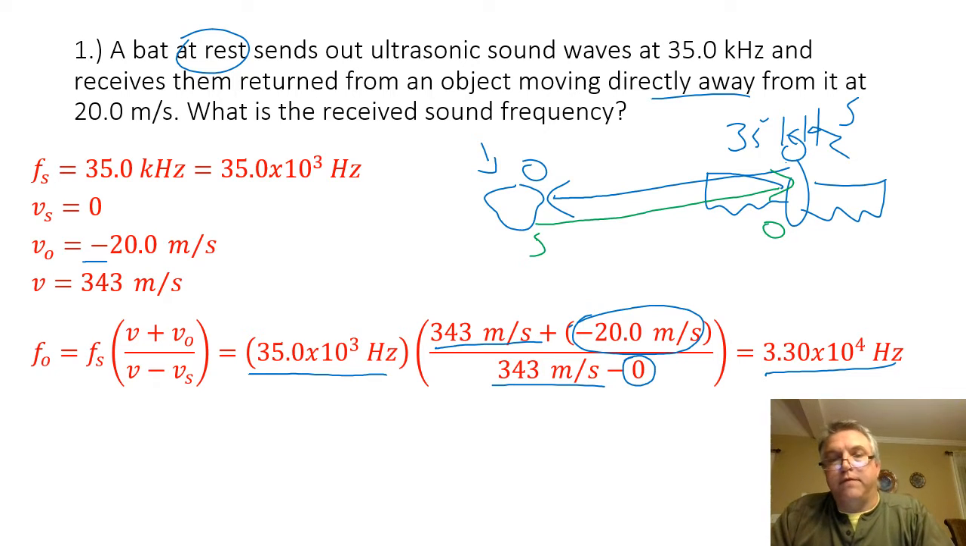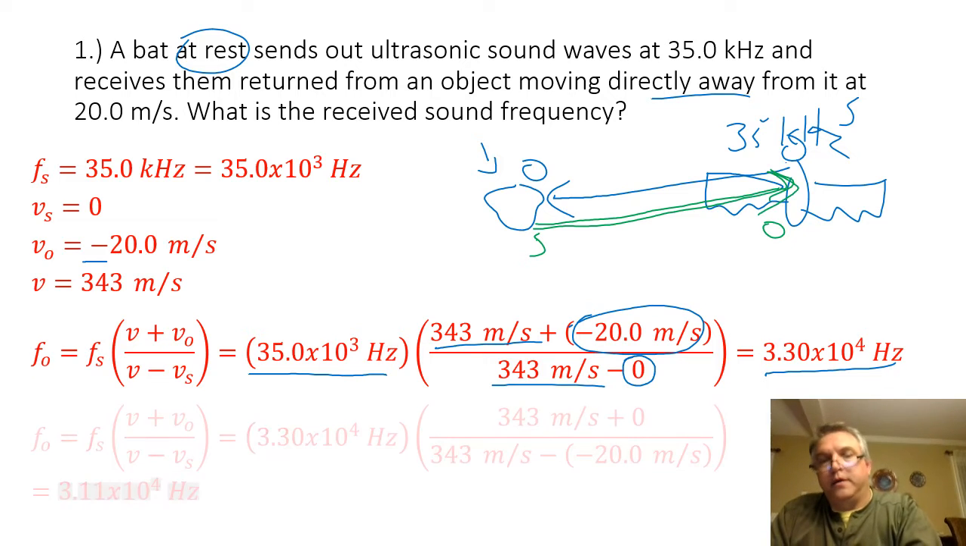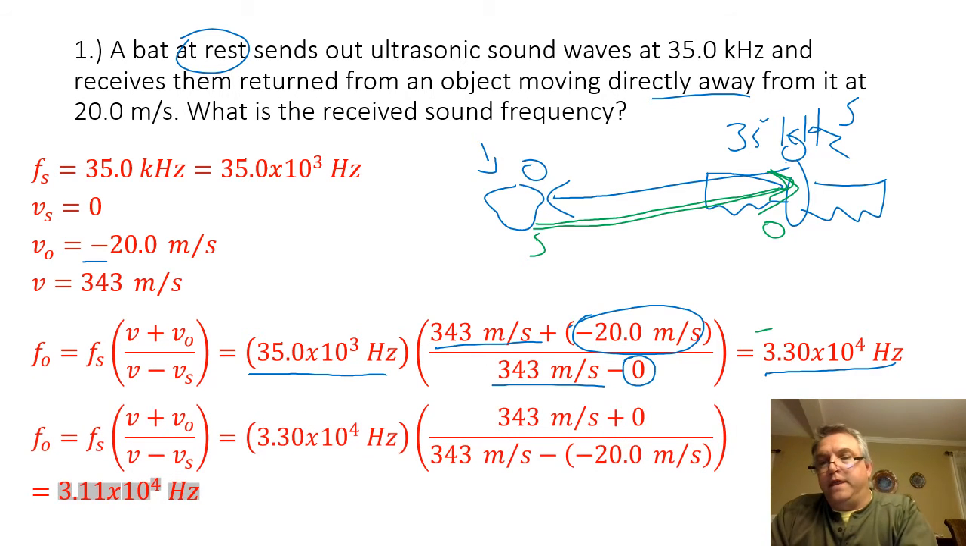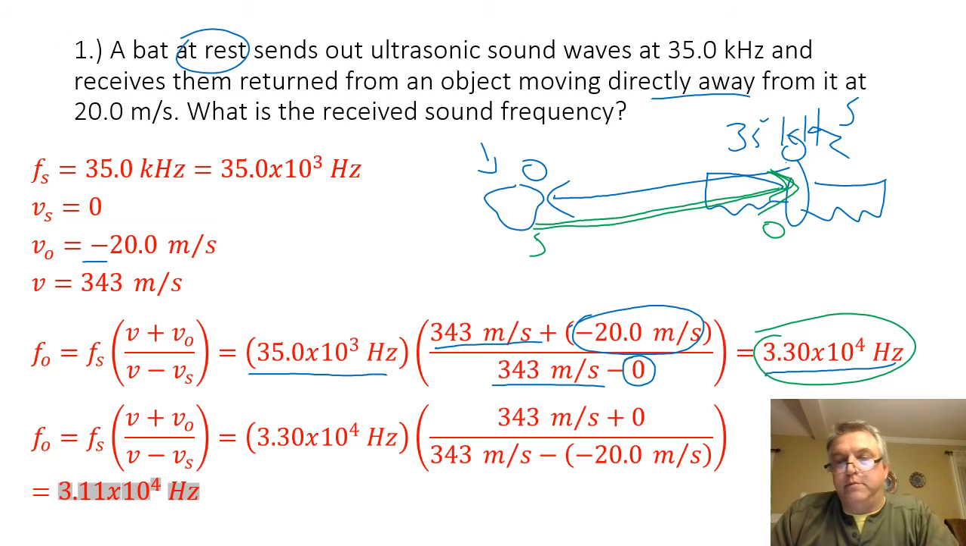Now for my reflected wave back to the bat. This becomes the source frequency because that's the frequency being returned to the bat. The object now becomes the source, and the bat now becomes my observer. Hey, look, I just made feet on the bat here. So here's his feet. There we go.